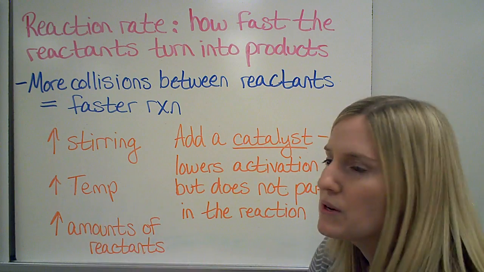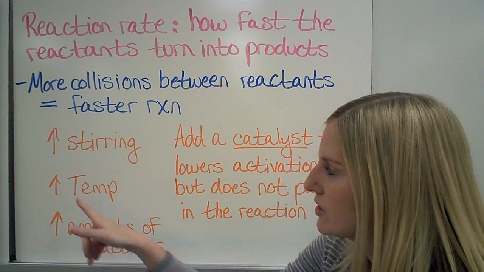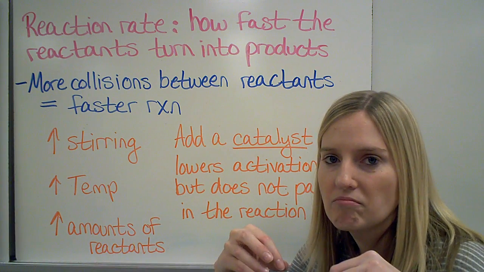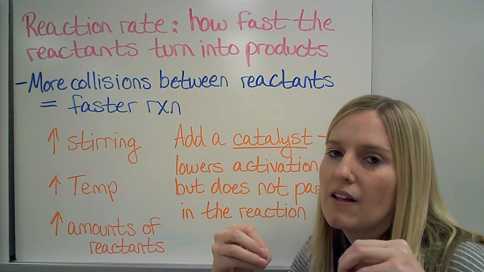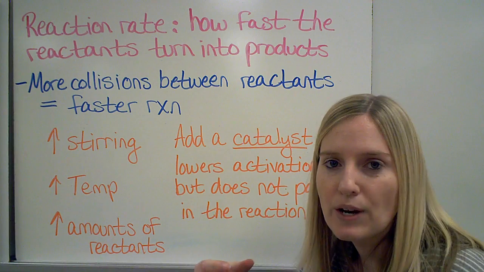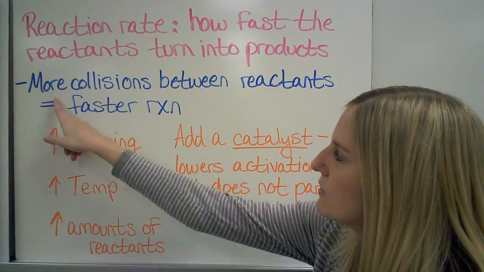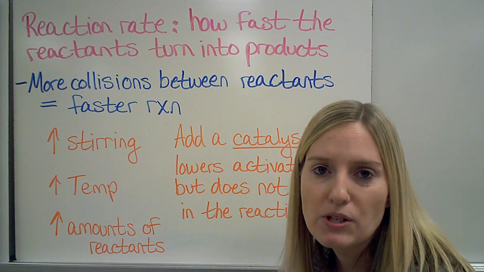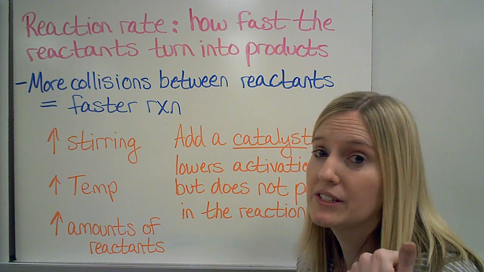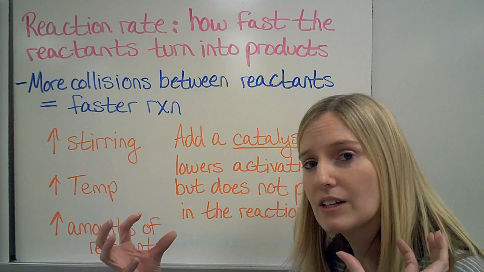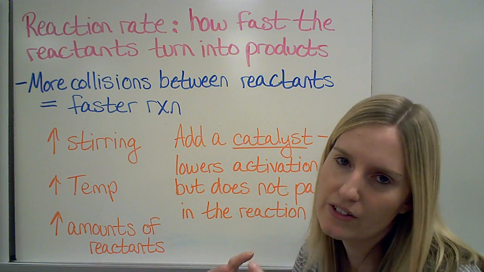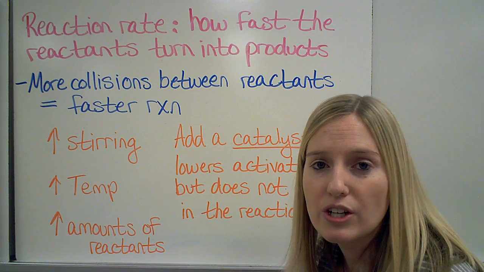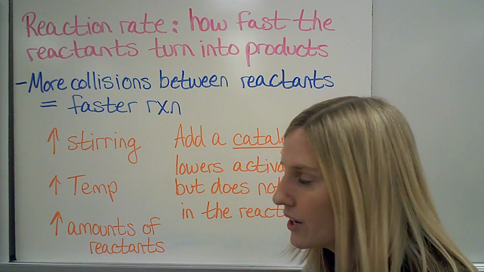So if I want to make a reaction happen faster, I can increase the stirring. So like if I put two things together and I just let them sit, it will react at a certain rate. But if I stir them together and I increase those collisions, it will happen faster. Same thing if I increase the temperature. If I increase the temperature, I'm increasing the kinetic energy, and that means I increase the amount of movement they have, and they're increasing their collisions. So at the higher temperature, the faster the reaction will occur.